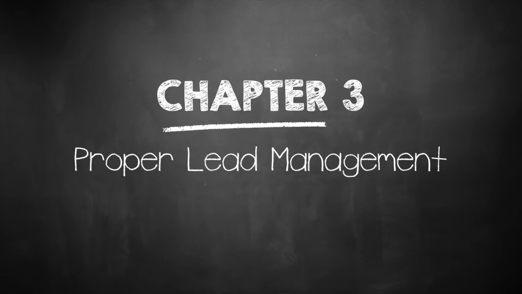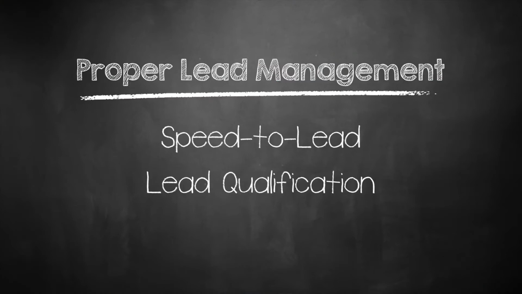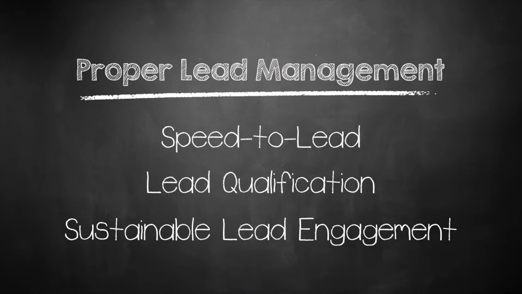Okay, you're doing all of those things? Good. Now let's dig deeper. Chapter 3, proper lead management. There are a few things that fall under the category of lead management that often get overlooked by busy agents. Fine-tune all three, you'll see your conversion rates turn to gold. Speed to lead, lead qualification, and sustainable lead engagement.